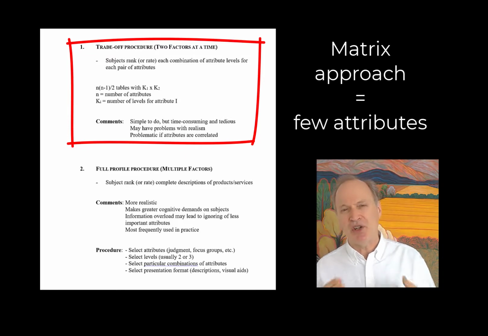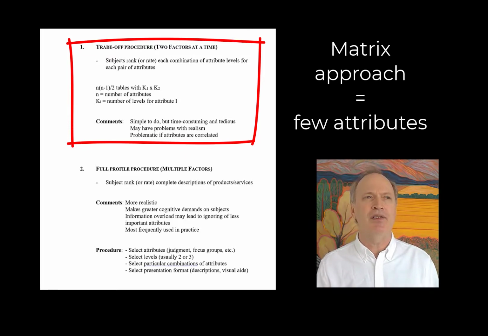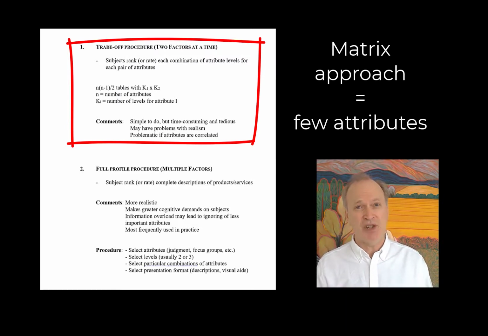Some people would call it traditional or classical conjoint analysis, where you only have 1 or 2 attributes, in which case it's actually quite easy to simply fill out a matrix of numbers. Quickly fill out a matrix of numbers, maybe 3 matrices or 4, 5, 6, and boom, the study's over with. It's very quick, very easy to do.